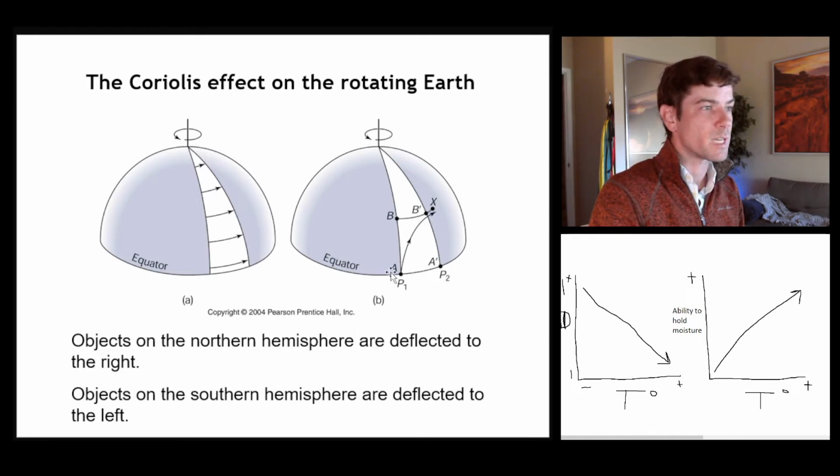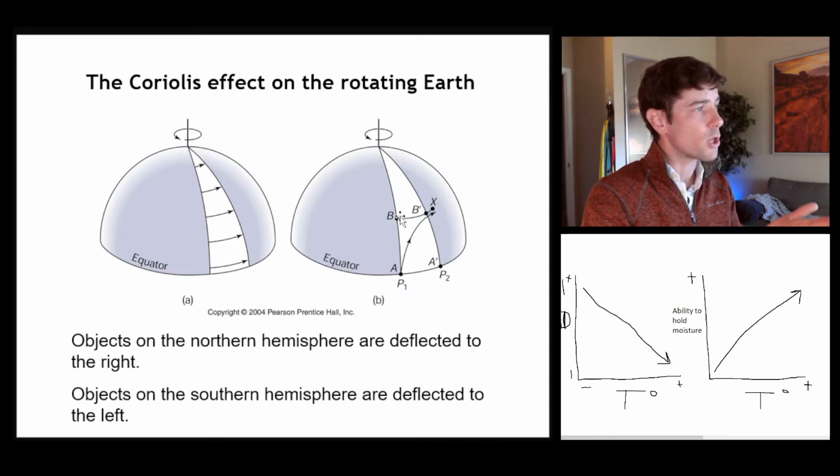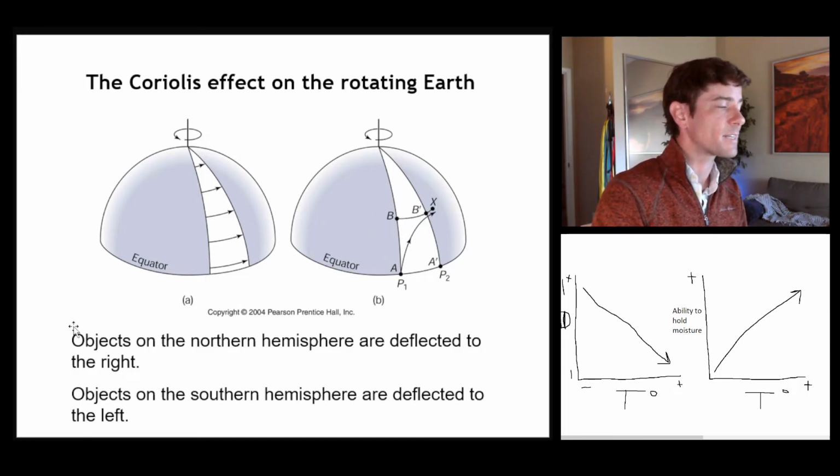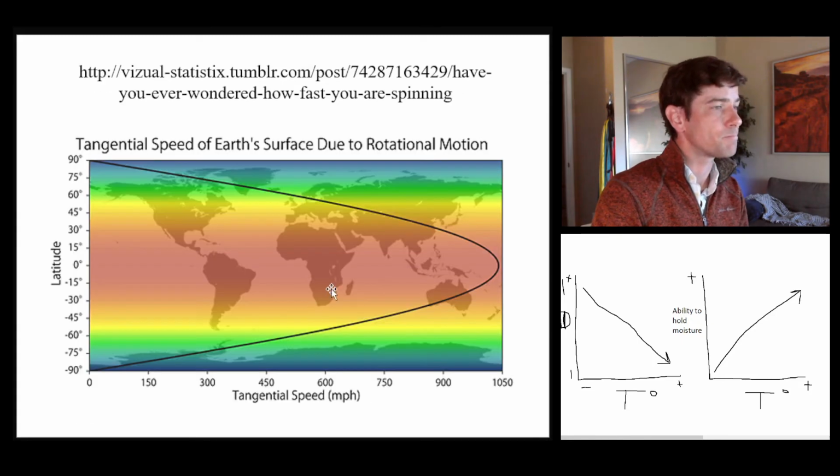It is true because as you move away from the equator, the ground underneath you is moving more slowly than it was where you came from. Okay, and that has a profound effect. It creates the Coriolis effect.